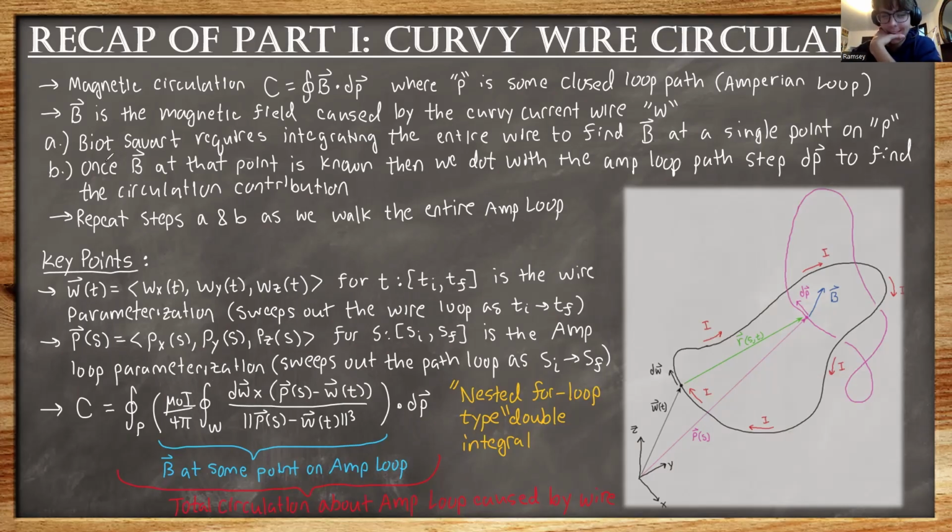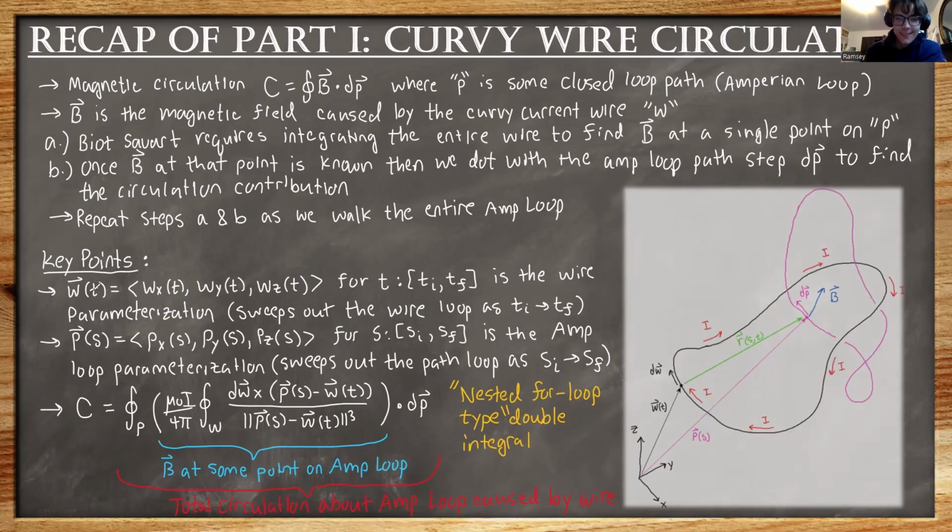It's brutal. Biot-Savart requires integrating the entire wire to find B at a single point P. Then once B is known, we dot it with the step on the amp path dP to find the small circulation contribution. Repeat steps A and B as we walk the entire amp loop. Sum up all those circulation contributions, and bam, you've calculated circulation over the amp loop.